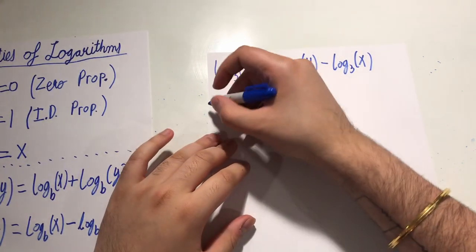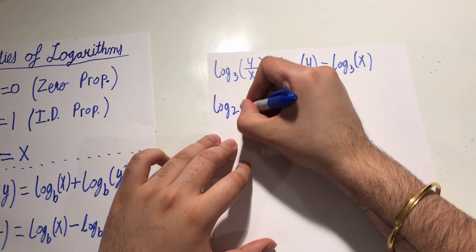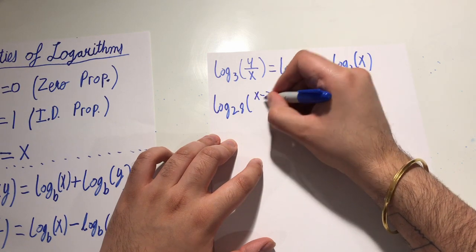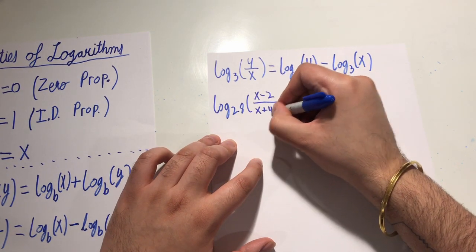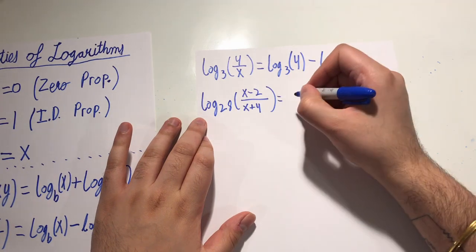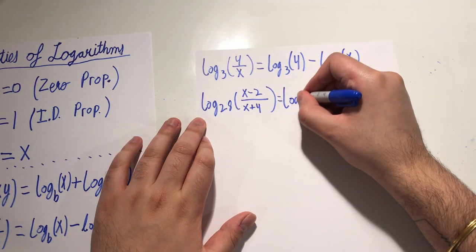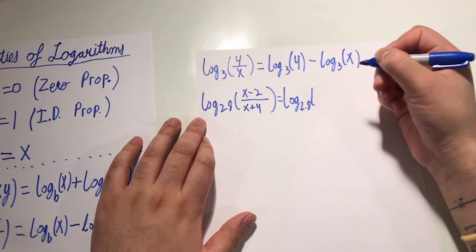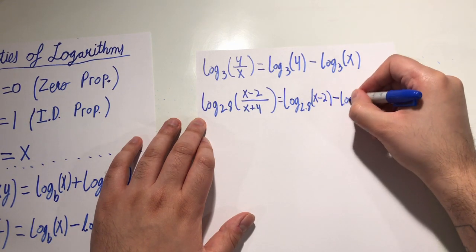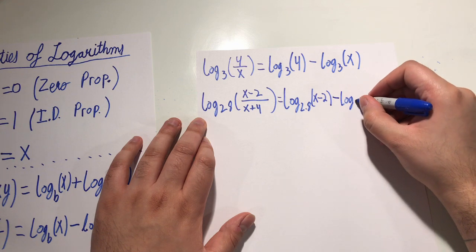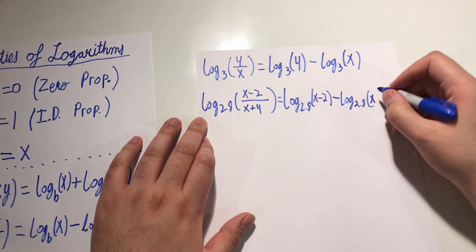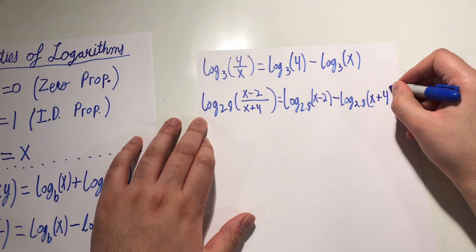Next example, let's do logarithm base 2.8 of x minus 2 over x plus 4. So I wanted to separate these out, right? It's going to be logarithm of my base, which is 2.8, of the first thing, which is x minus 2, minus logarithm base 2.8 of my second thing, which is the denominator, x plus 4, right?